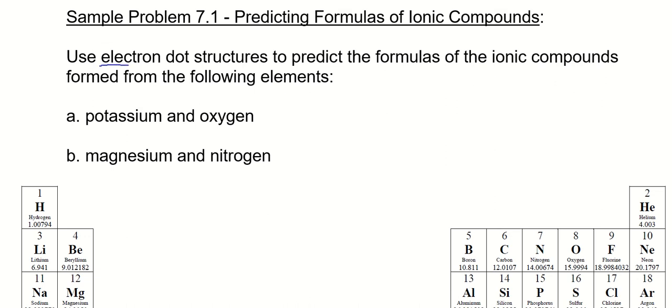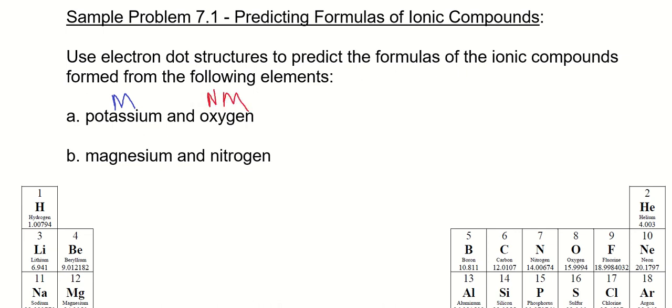We are asked to use electron dot structures to predict the formulas of ionic compounds. Now, on your test, we are not going to tell you that these are ionic compounds. We would have you figure that out on your own. A big clue is that you recognize that potassium and magnesium are both metals, and oxygen and nitrogen are nonmetals. Sorry, I meant to write nonmetal.